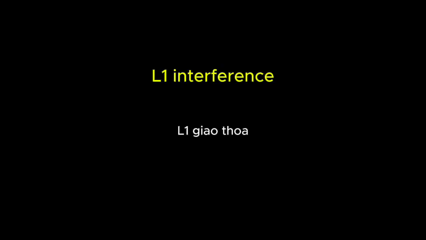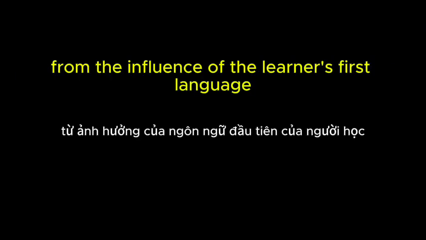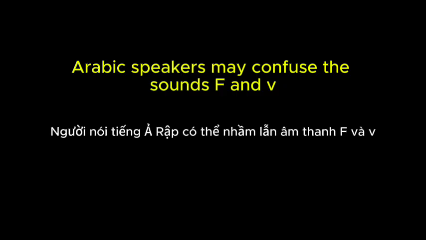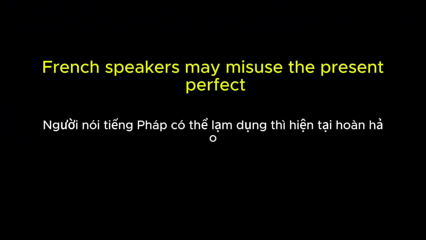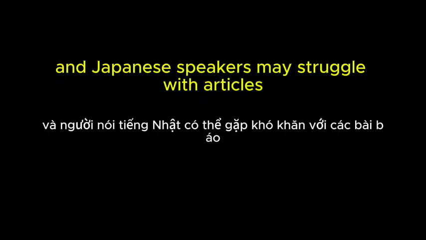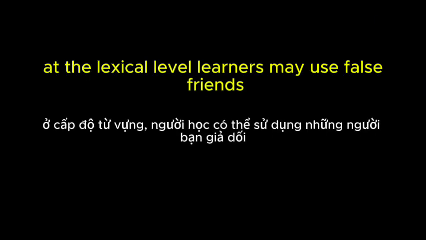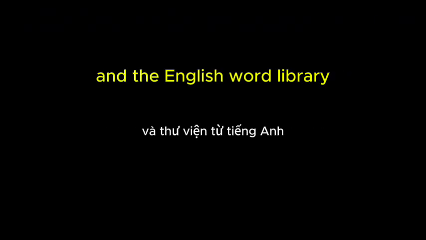L1 interference refers to errors that arise from the influence of the learner's first language. For example, at the phonological level, Arabic speakers may confuse the sounds F and V. At the grammatical or conceptual level, French speakers may misuse the present perfect, and Japanese speakers may struggle with articles because of different reference systems. At the lexical level, learners may use false friends, such as the Spanish word librería and the English word library.